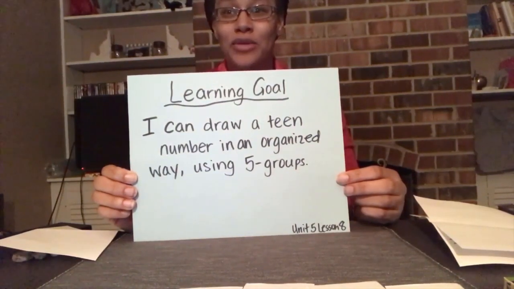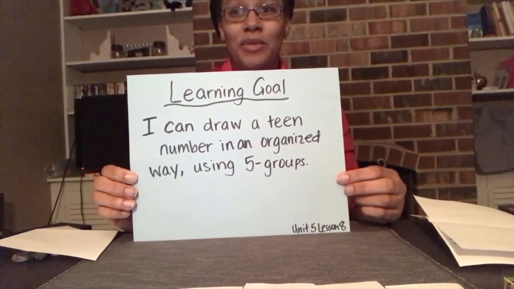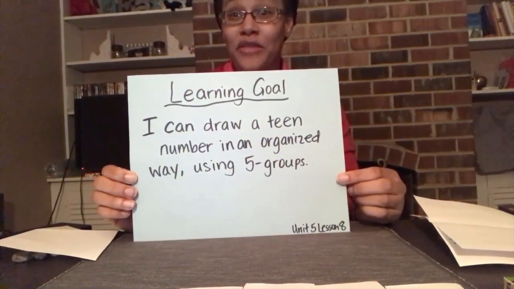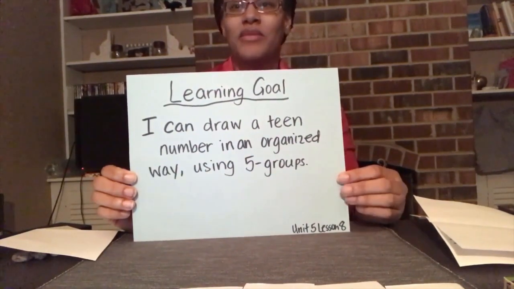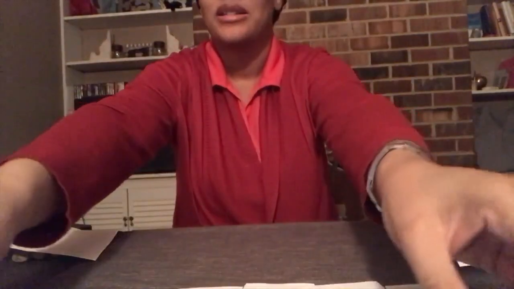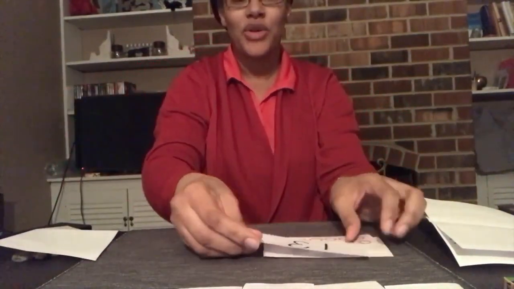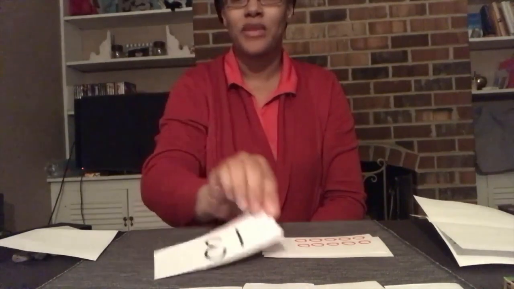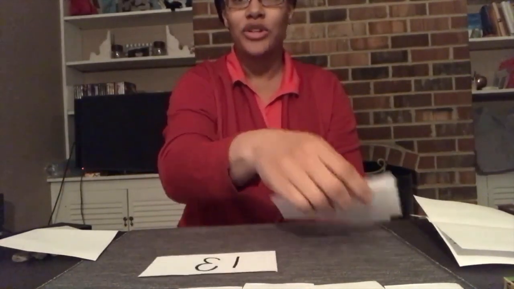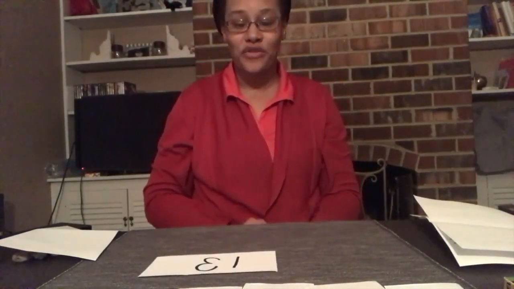Were you able to draw your teen numbers in an organized way using your 5 groups? Great. So let's review today's exit ticket. Today you were working with the number 13, right? That was your exit ticket number. And you needed to show 13 in an organized way using your 5 groups.